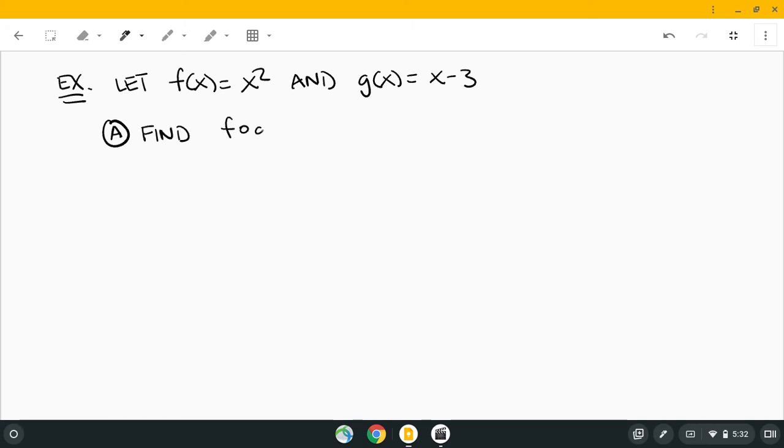Let f of x equal x squared and g of x equal x minus 3. A. Find f circle G and its domain.